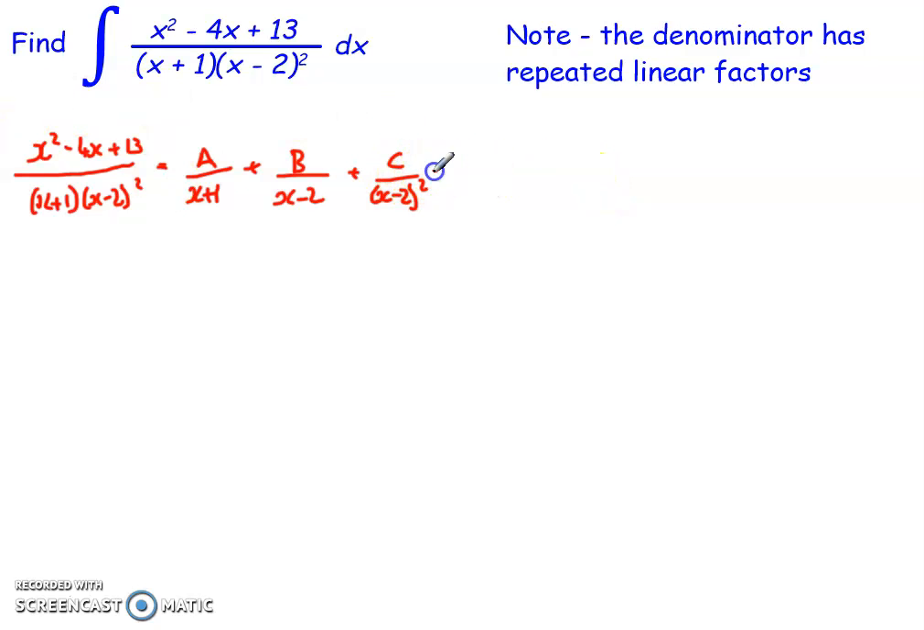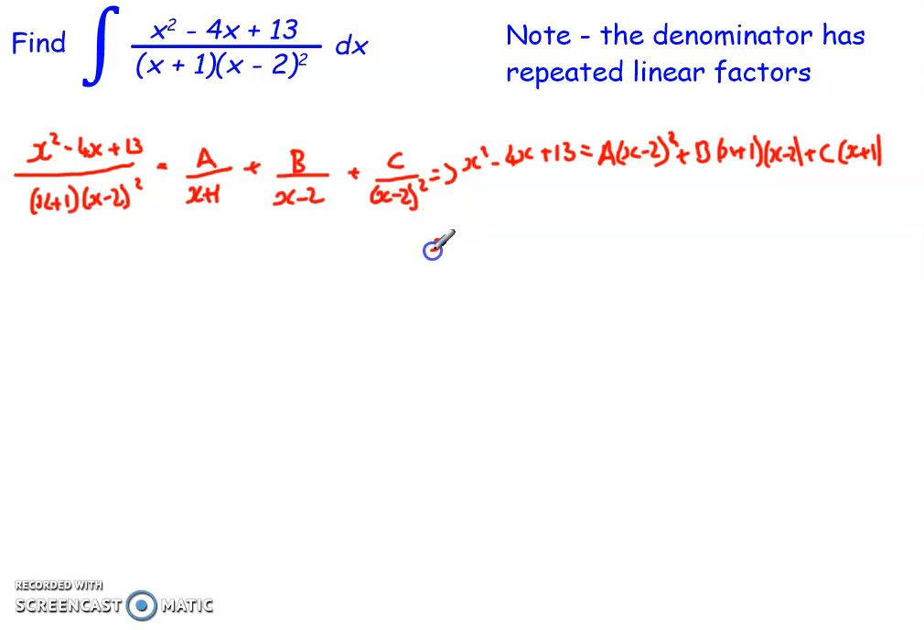Then get rid of the denominator, same sort of way, multiply both sides by the denominator here. So what I'll end up with is x squared minus 4x plus 13 equals a times bracket x minus 2 squared, plus my b times x plus 1 times x minus 2, then plus c times the x plus 1. So I've got my expression written out like that. What I now need to do is the same as I did before. Pick values for x, substitute them in, eliminate variables and find my a, my b and my c.